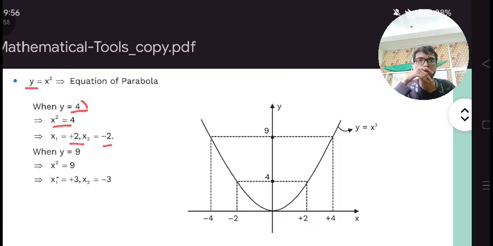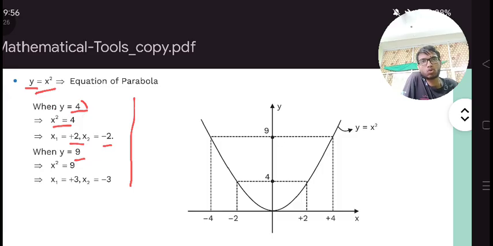And next, if we put y as 9 in this equation, then what will happen? x will come as 3 and minus 3. Let's draw this equation on a graph to visualize.